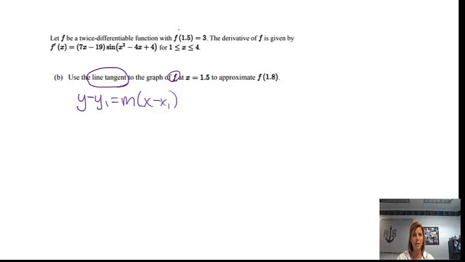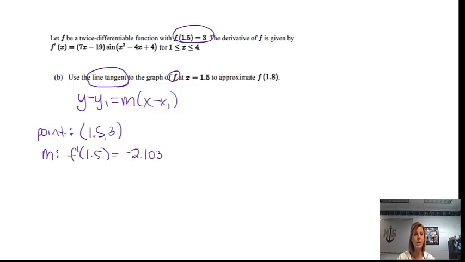For this problem, since I'm dealing with the graph of f at 1.5, I'm actually given very nice information. So a point is (1.5, 3). So we have our x and our y value, which is nice. Now remember, to get our slope, we need a derivative. So we need f prime of 1.5. Well, since we do have our calculator, I already had f prime in my y equals, so I went to the table and plugged in 1.5, and when I did that to 3 places, I got negative 2.103.